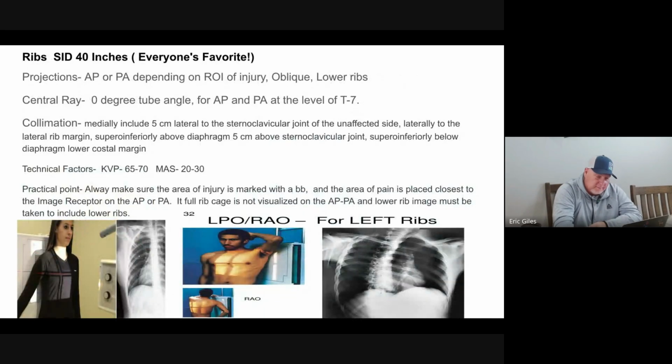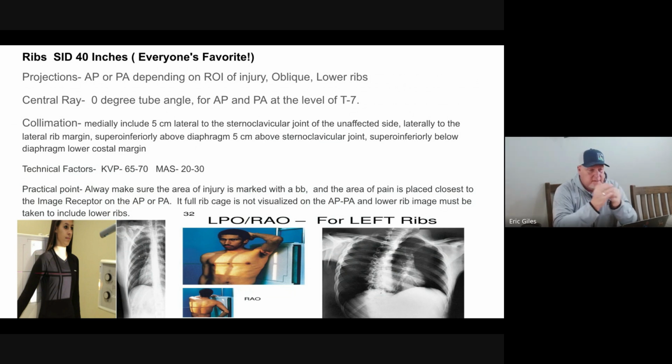Let's see, ribs. We need to go through ribs real quick. We do a lot of ribs. So projection, it all depends on the patient. We're either going to do an AP or a PA. It depends on where the patient is hurting. If they're hurting up front, we're going to do a PA because we want the injured area to be against the image receptor. If they're hurting in their posterior ribs, we're going to do an AP and put their back against the image receptor. So it's all dependent on where the patient hurts as to whether you're going to shoot an AP or a PA. It depends on the region of interest of the injury.